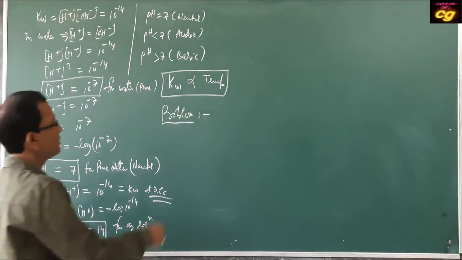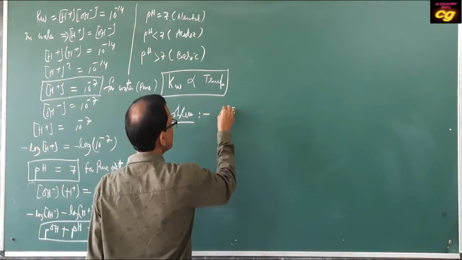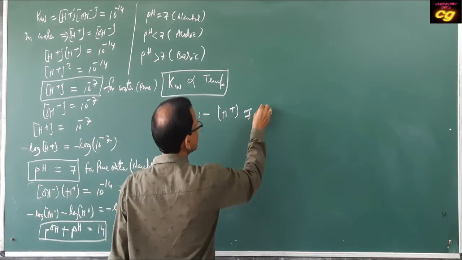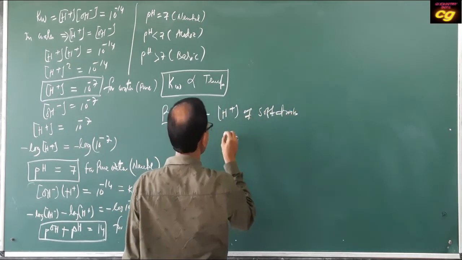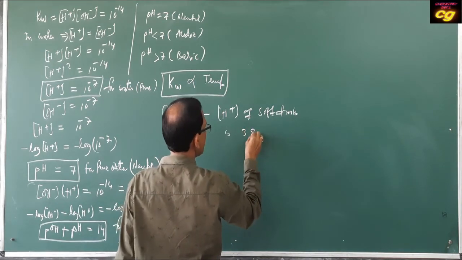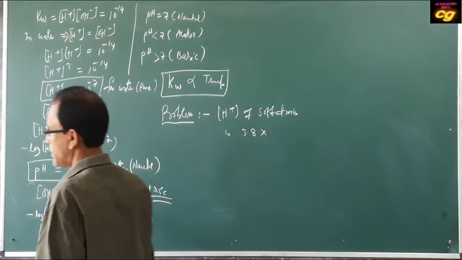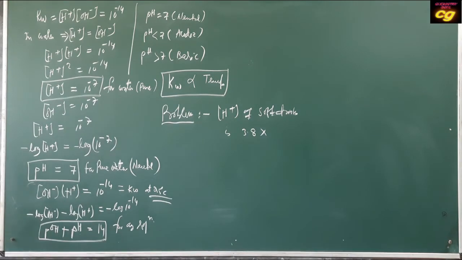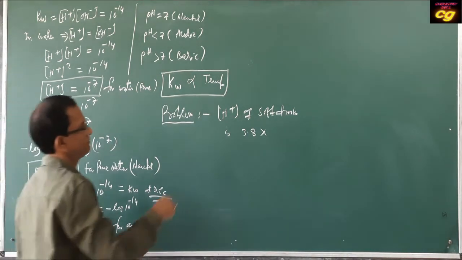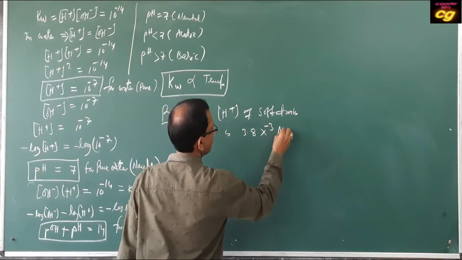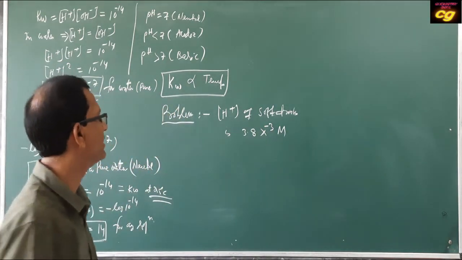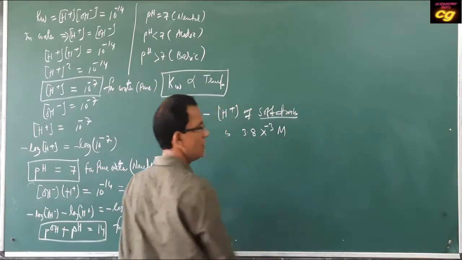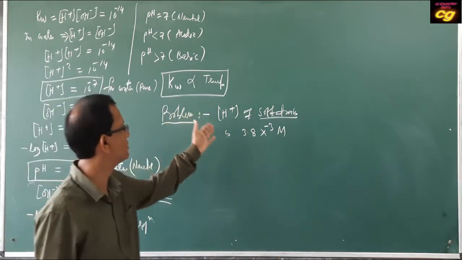The H+ ion concentration of a soft drink is 3.8 × 10^-3 M. This is the H+ ion concentration of the soft drink. Soft drinks contain acid. The H+ ion concentration is 3.8 × 10^-3.